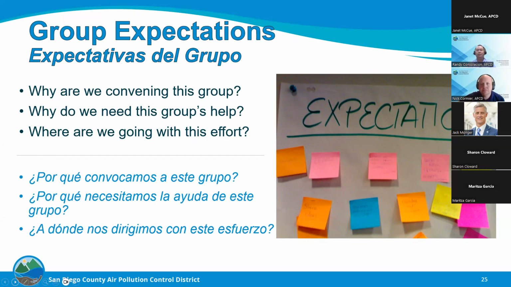Where are we going with this effort? To develop potential regulatory and non-regulatory strategies to reduce air pollution from these indirect sources. Next slide, please.